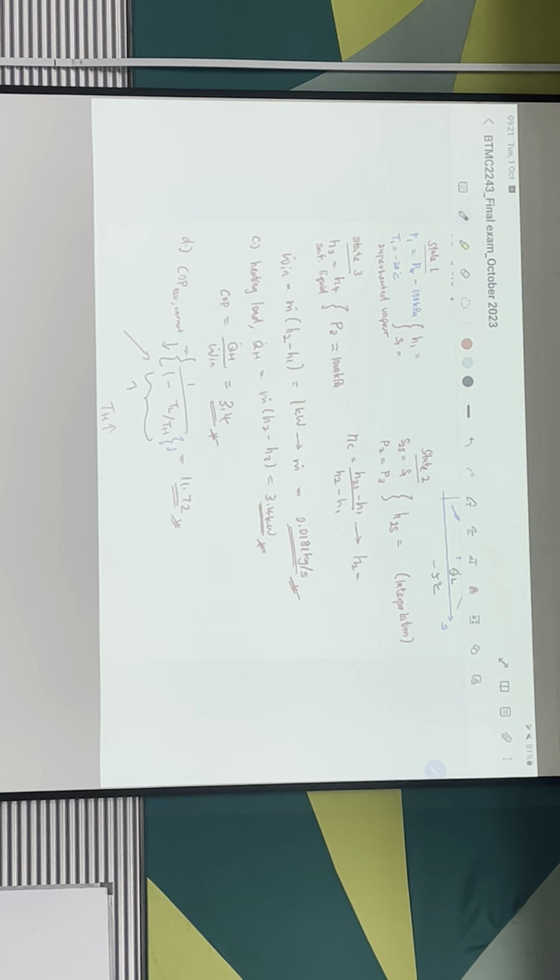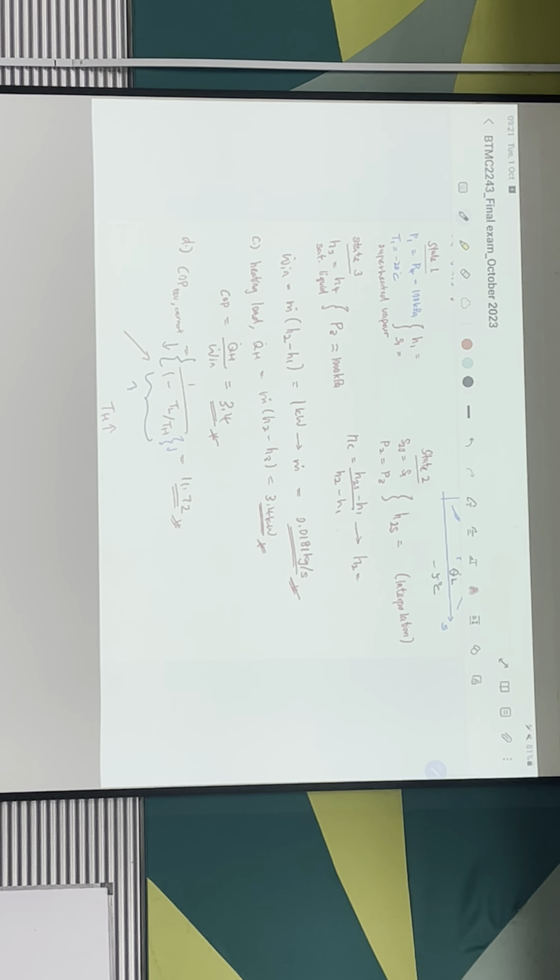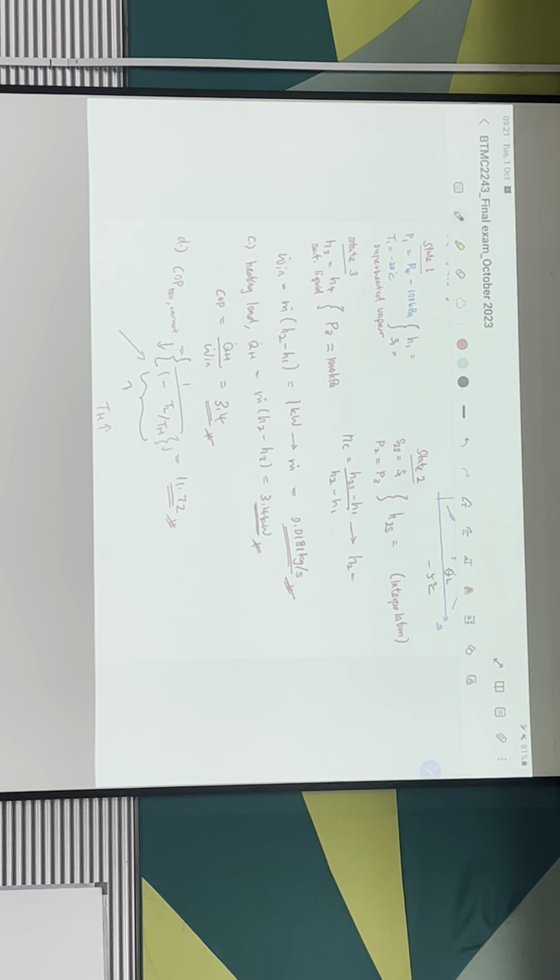Oh, reversible. It's reverse Carnot cycle. No, it's reverse.